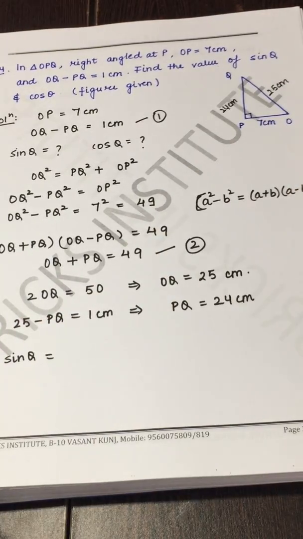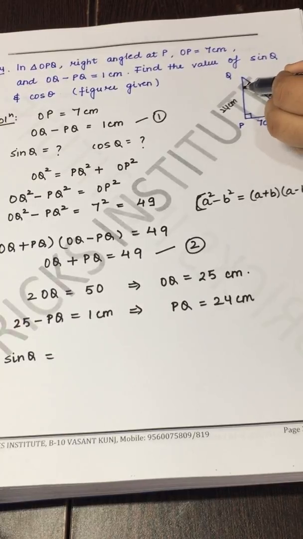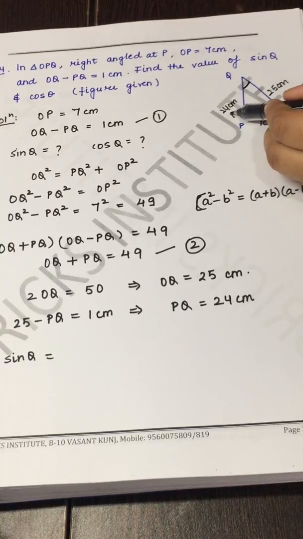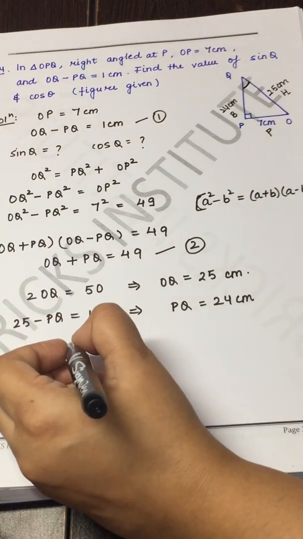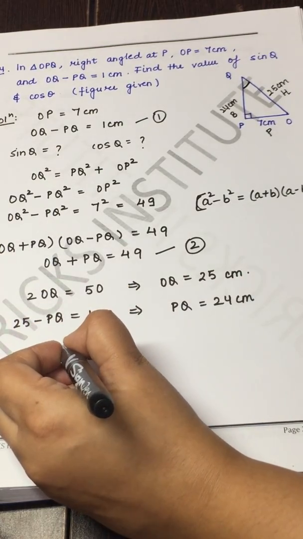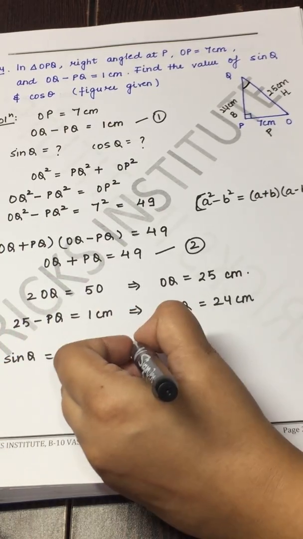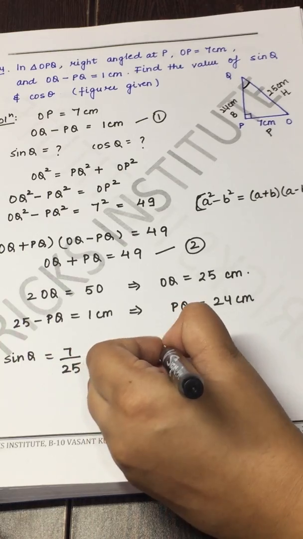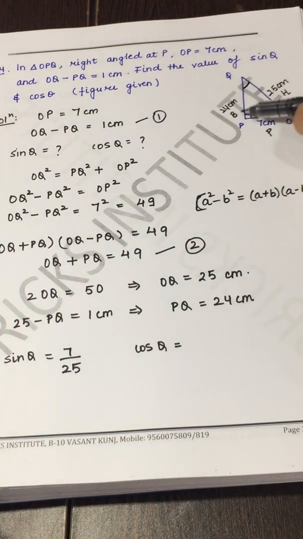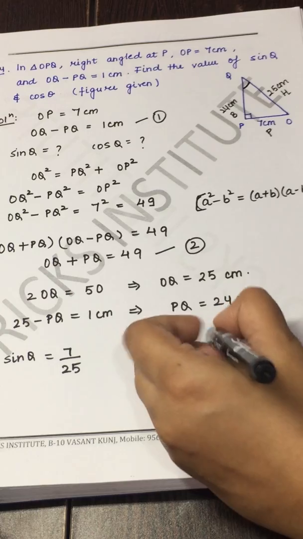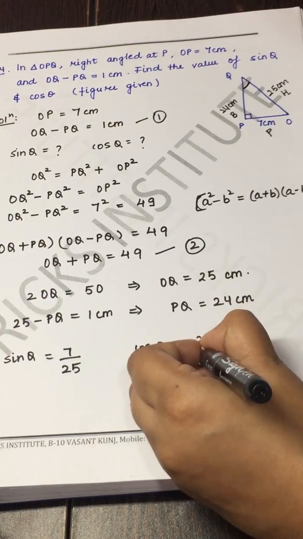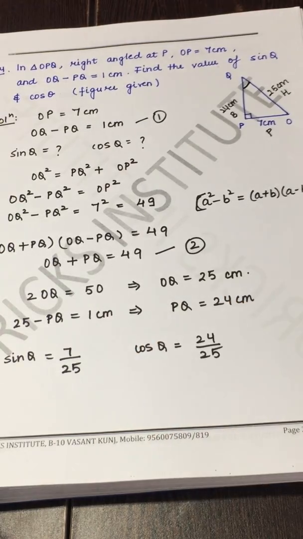Now remember, because they are asking you to calculate sine Q, so this is my angle. So this becomes your perpendicular, and this is your hypotenuse. So sine Q is perpendicular upon hypotenuse, so 7 upon 25. Similarly, cos Q is base upon hypotenuse, so 24 upon 25.